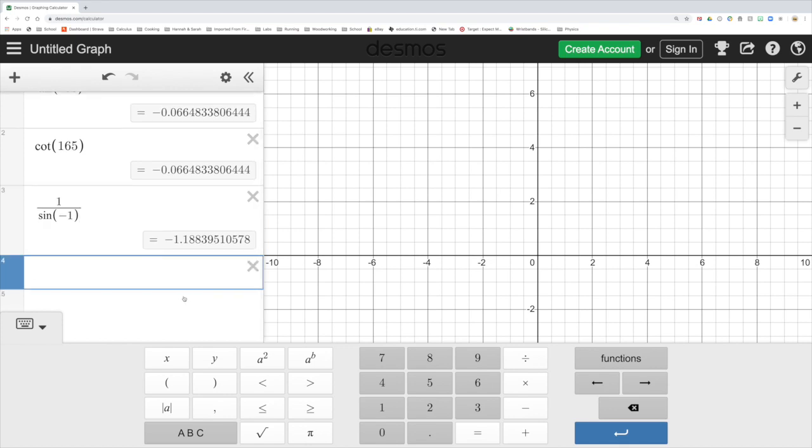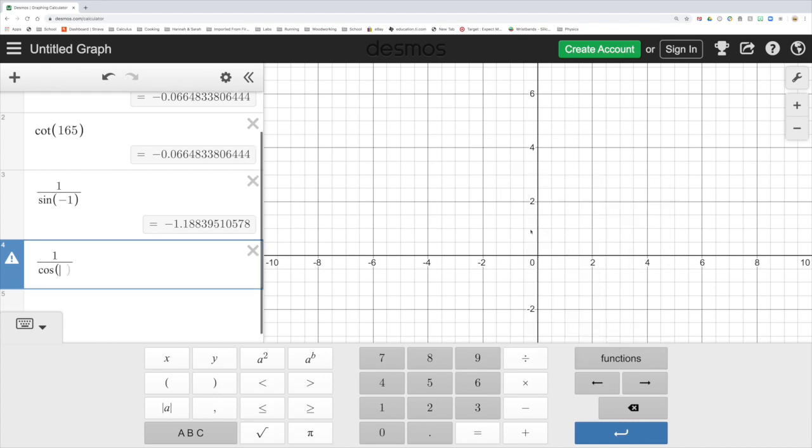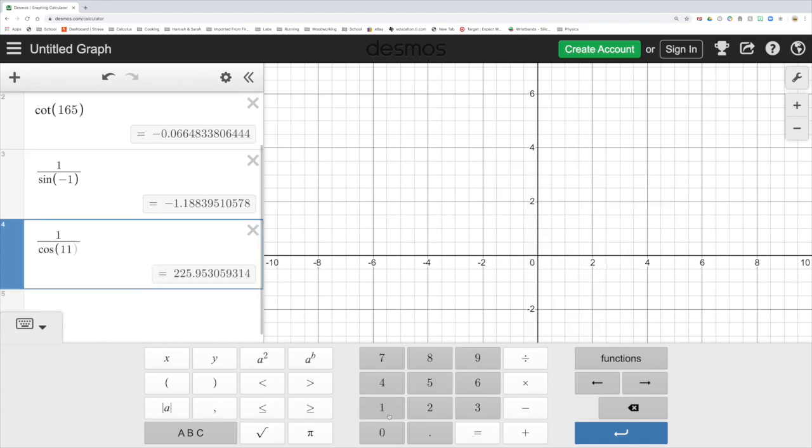And then we'll do secant of 11, which is 1 over cosine of 11. So 1 divided by, and then functions, and then cosine of 11. And you're going to see we get the same answer, okay? So we get the same answer. So this is how you use Desmos.